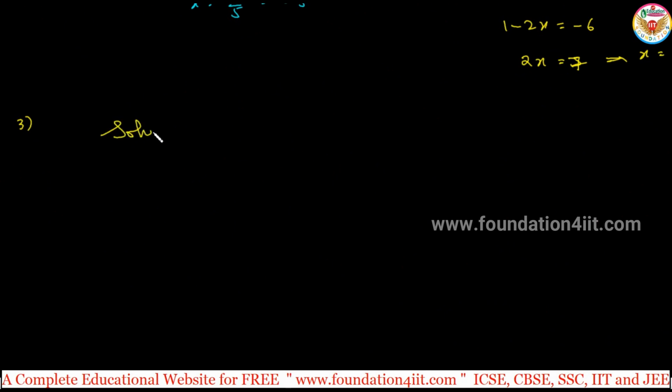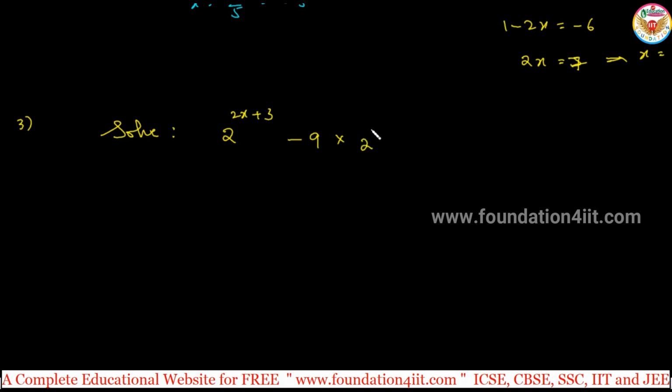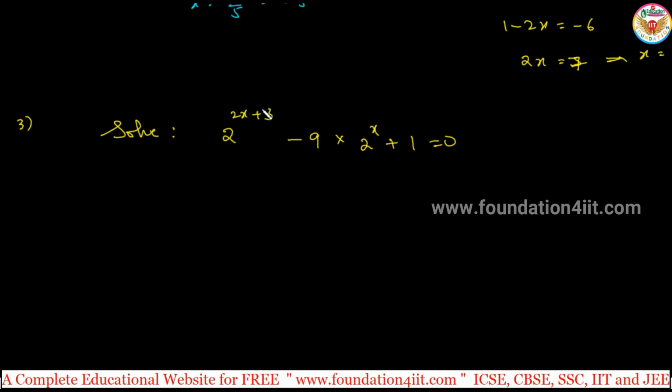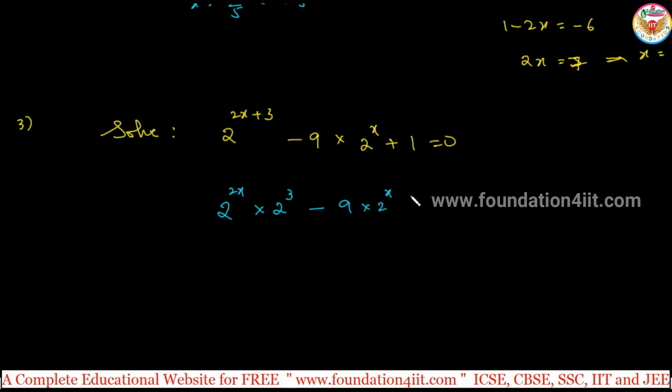Question is, solve 2 to the power 2x plus 3 minus 9 into 2 to the power x plus 1 is equal to 0. Let us simplify this first. a power m plus n means a power m into a power n. So 2 to the power 2x into 2 to the power 3, you separate this, minus 9 into 2 to the power x plus 1 is equal to 0.